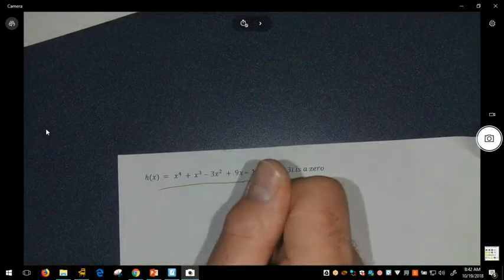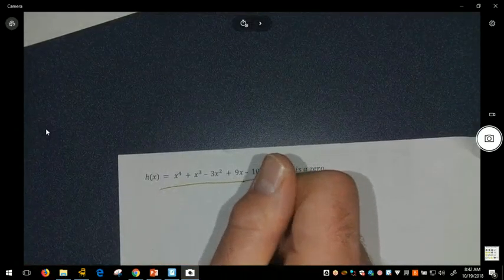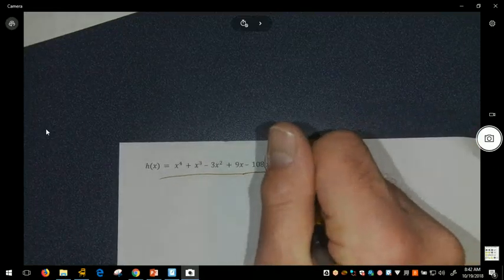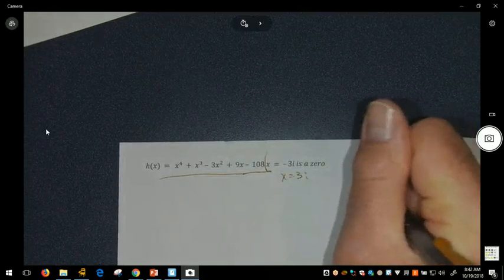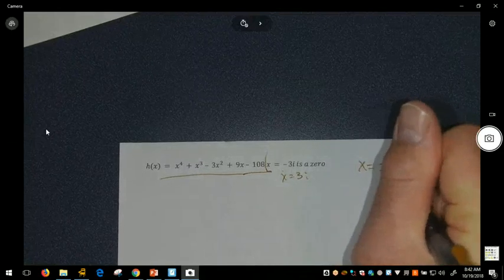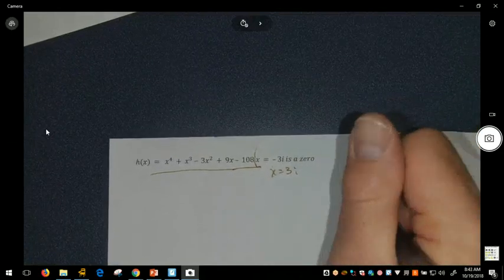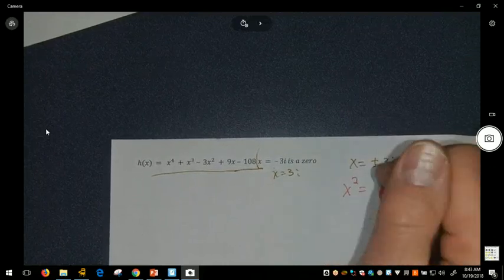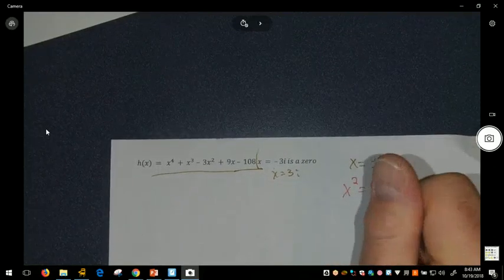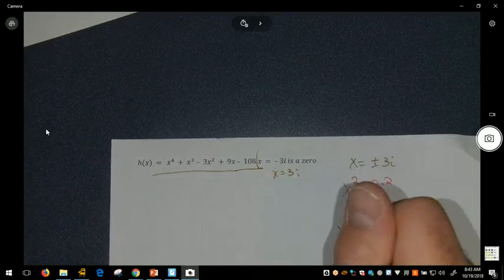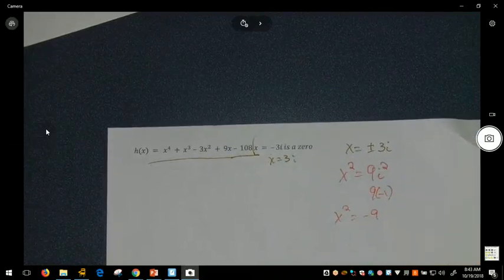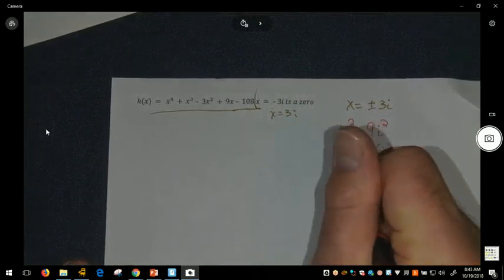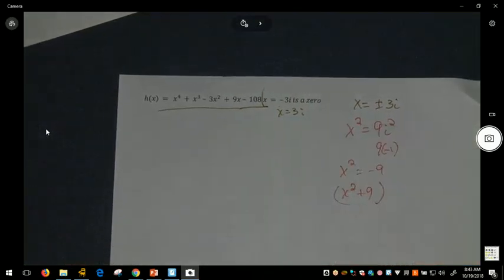Here's our fourth degree polynomial. We're told that x equals negative 3i. So that means that x also equals 3i, but I'm going to start with x equals plus or minus 3i. When I square x, I get x squared. When I square this side, plus and minus are dropped, I get 9i squared. But i squared is negative 1, so I actually get x squared equals negative 9. The reason this is not factorable, when I add 9, I'd have x squared plus 9 as the irreducible factor.